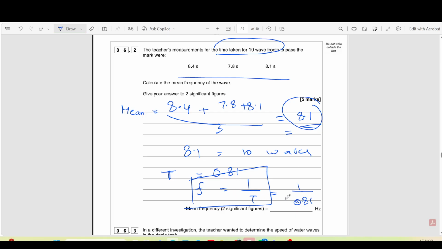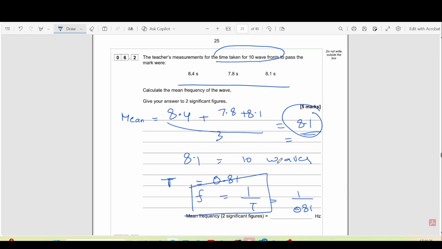That's not in the table. Oh, there is. Frequency equals 1 over period. Yeah, period. That's what I mean. Time period. That's the same thing. Okay, time period.